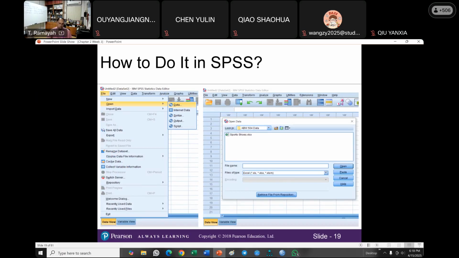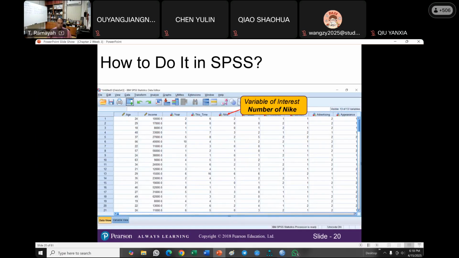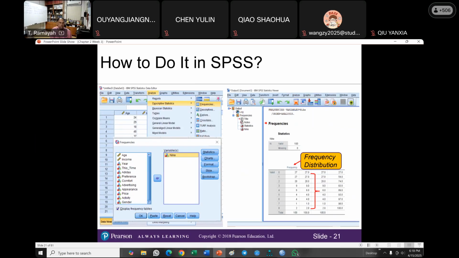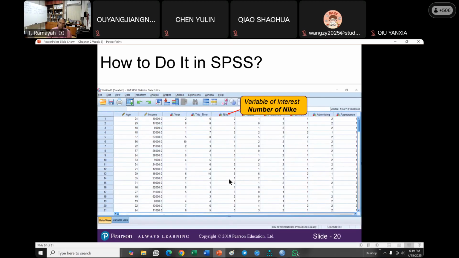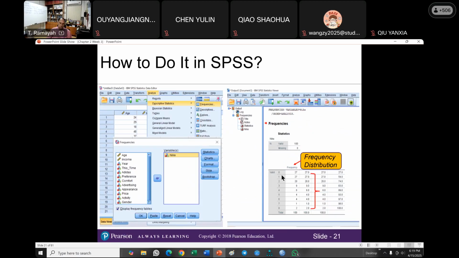Open this sports shoes data, and then we run the number of Nike shoes. We want to know how many Nike shoes are bought. So what we do is we run Analyze, Descriptive Statistics, Frequencies. We pick the variable called Nike, and here the number bought is 0 up to 8. From the data we already have, SPSS will sort them into groups. So those who bought 0 times is 27, and those who bought 8 times is 2.